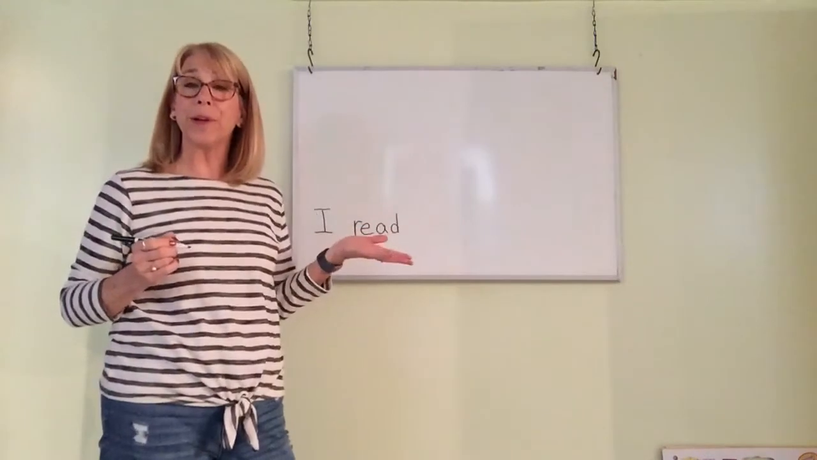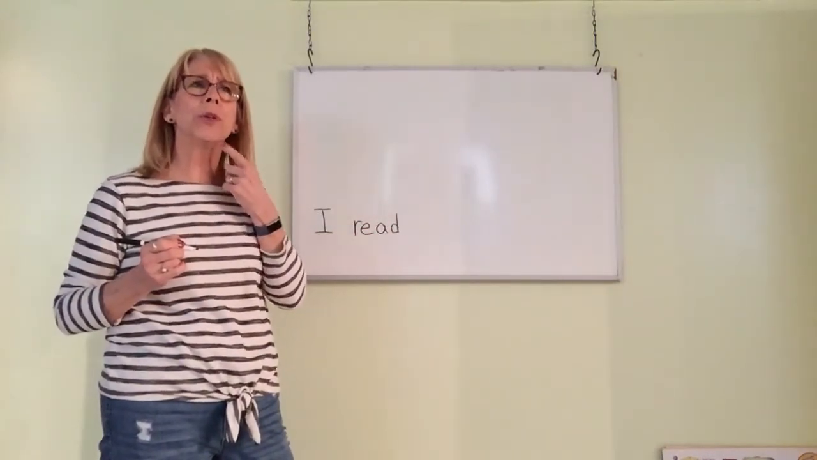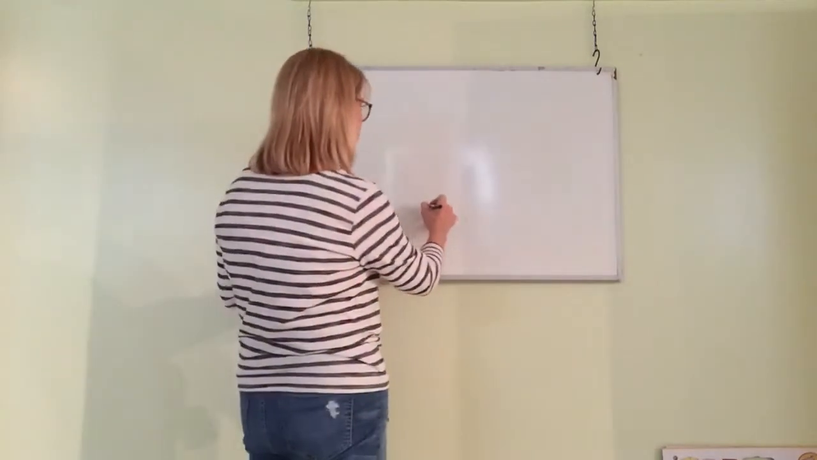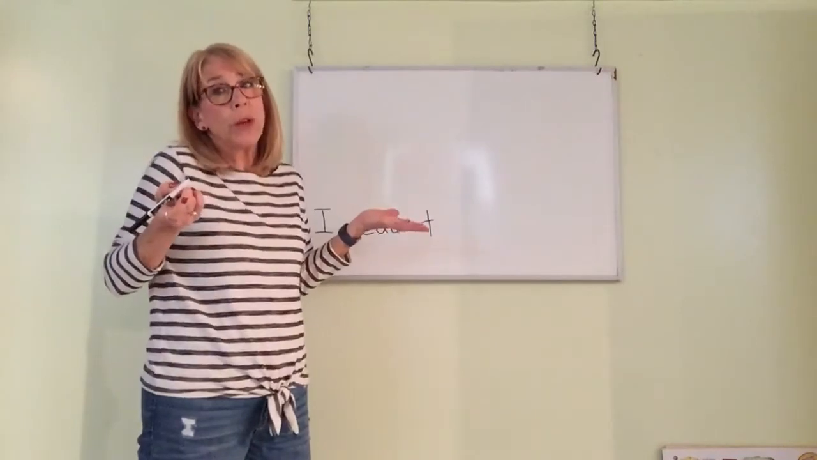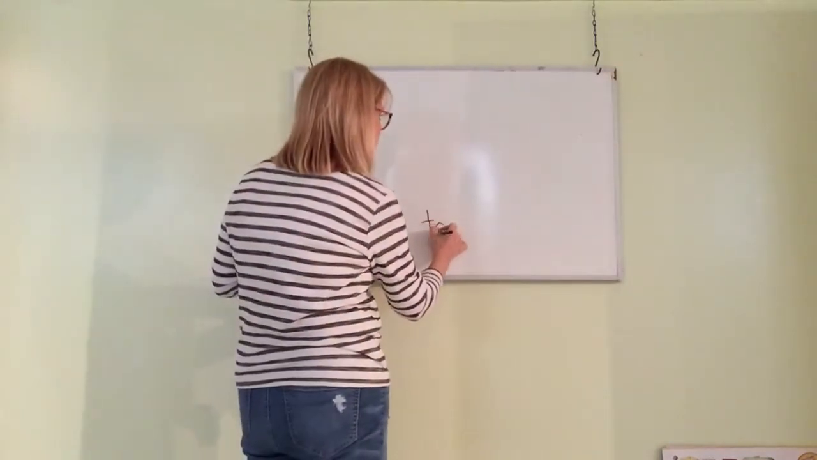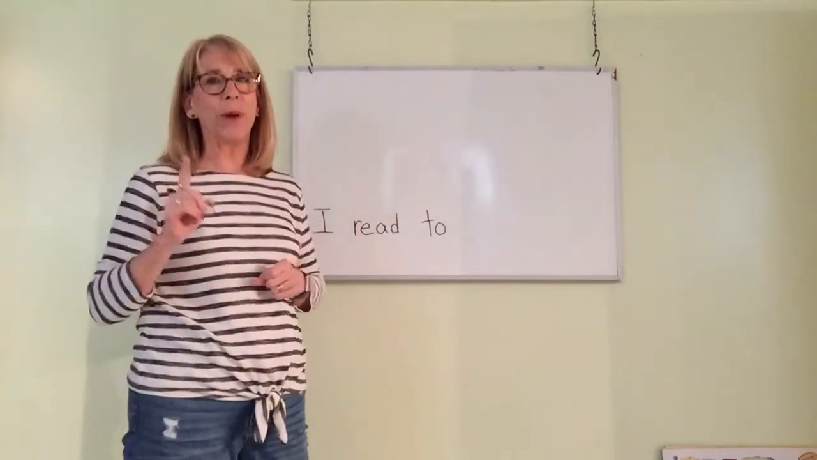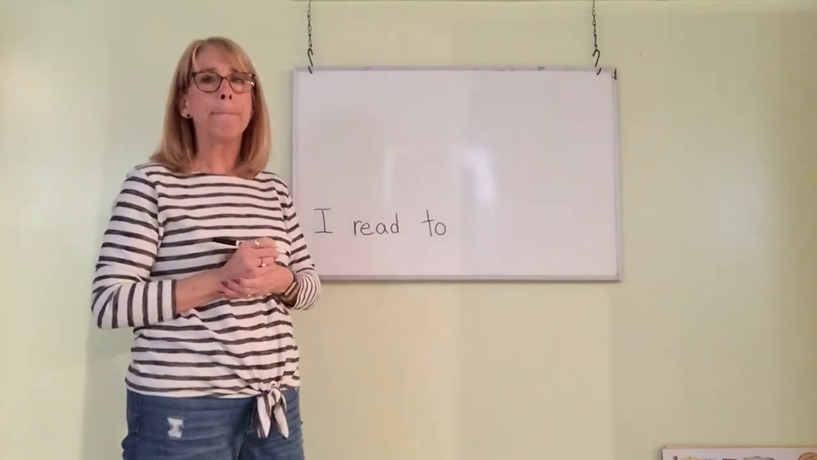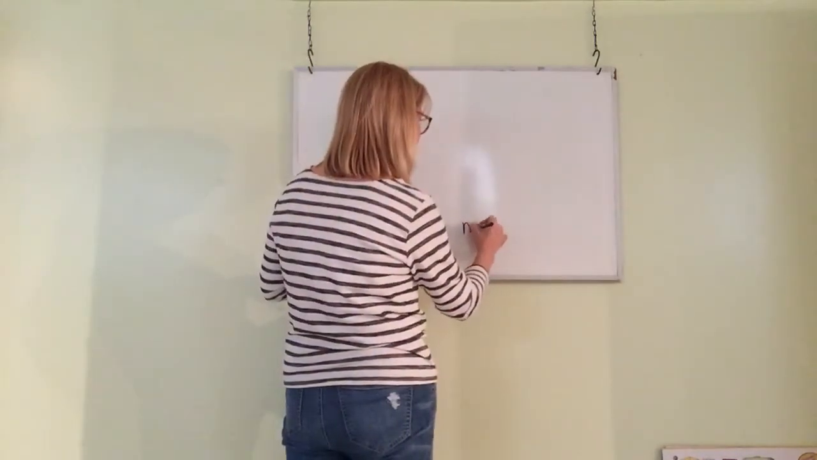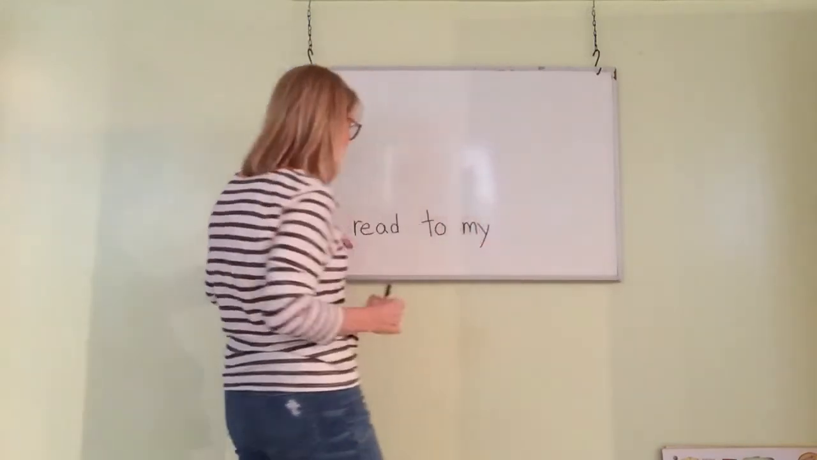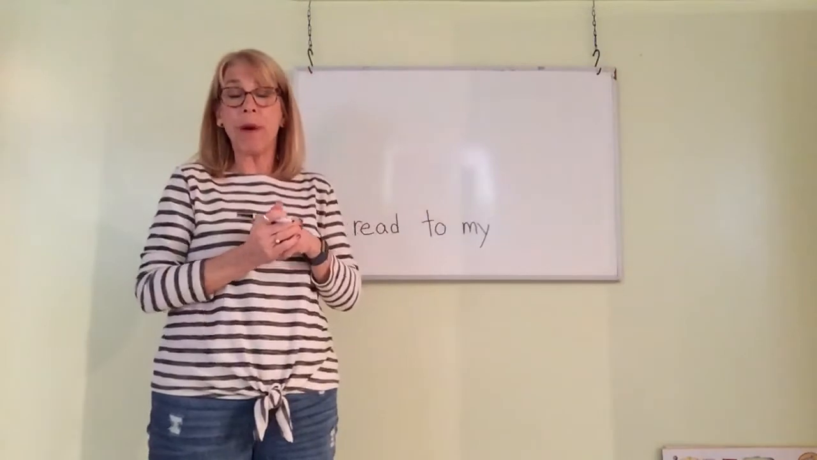I read to. To, that's a sight word. To. How do I remember that word to? I hear the T, but because it's a sight word, that means it usually has kind of a weird spelling. So it's T-O. I read to my, now we all know that one, that's another sight word. My, and it has the Y. I read to my. Now you can pick whoever you want.